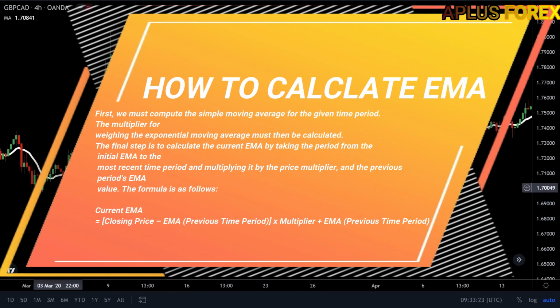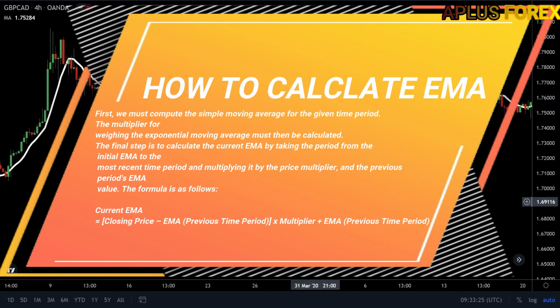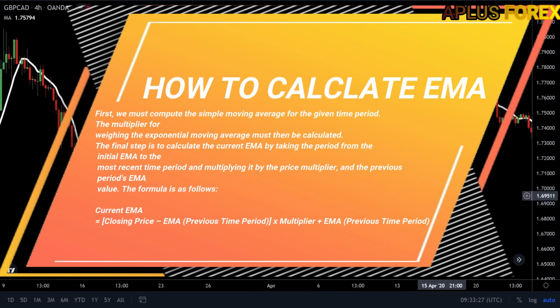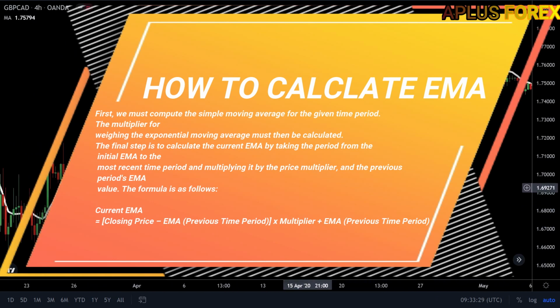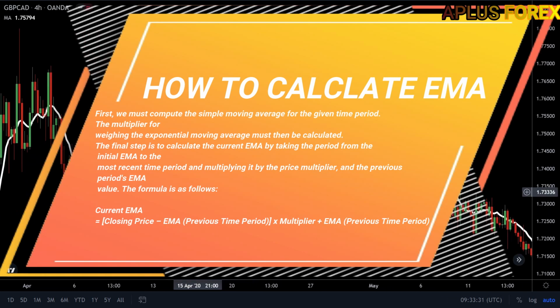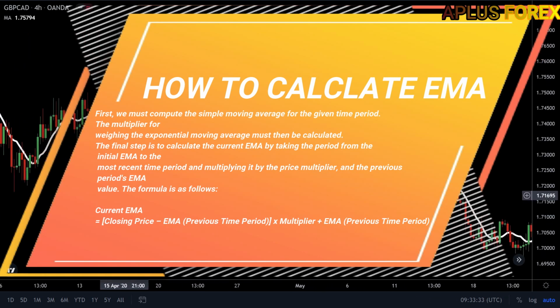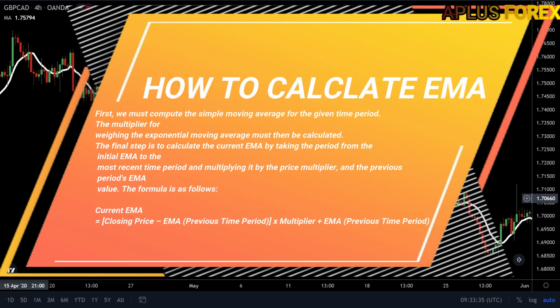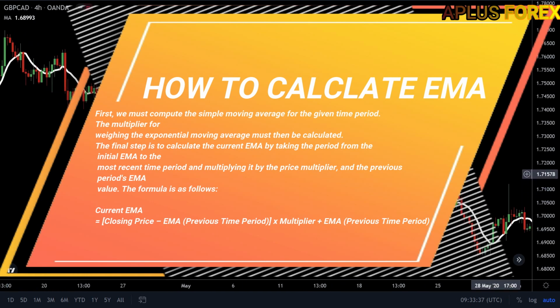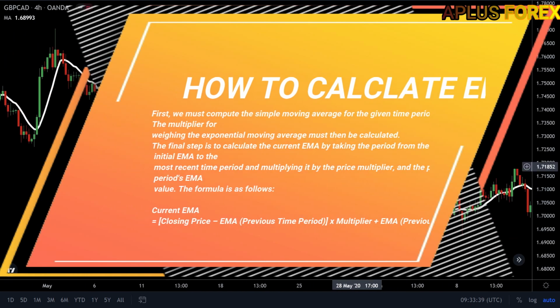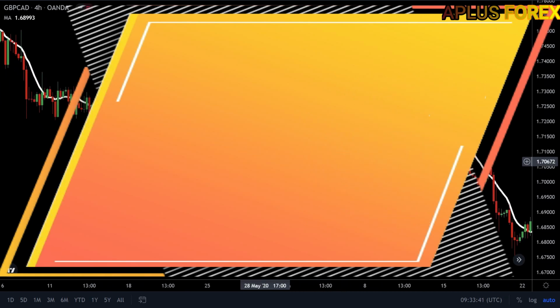Multiplying it by the price multiplier and the previous period EMA value. The formula is as follows. Current exponential moving average is equal to the closing price minus the exponential moving average of the previous time period, times the multiplier, plus the exponential moving average of the previous time period.